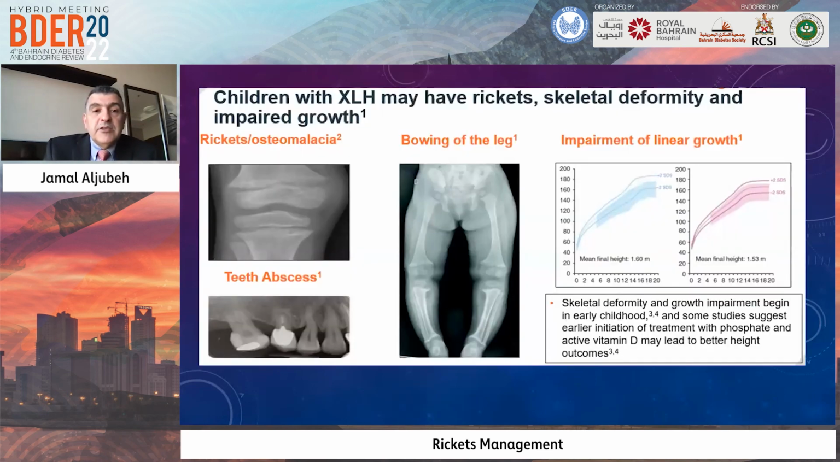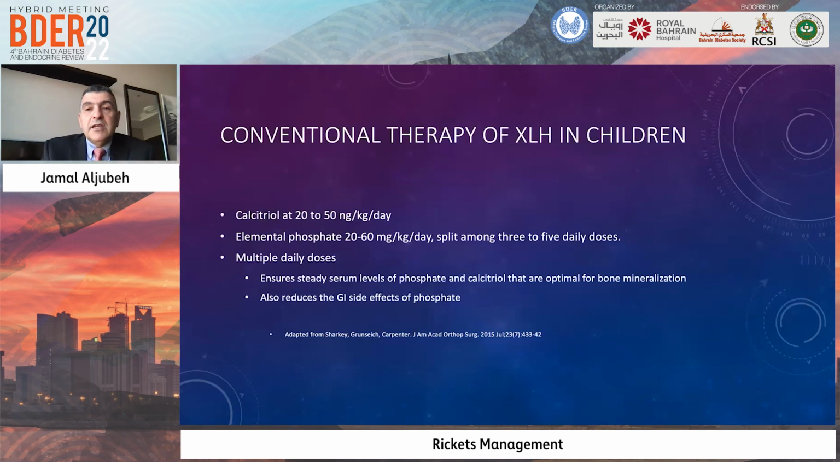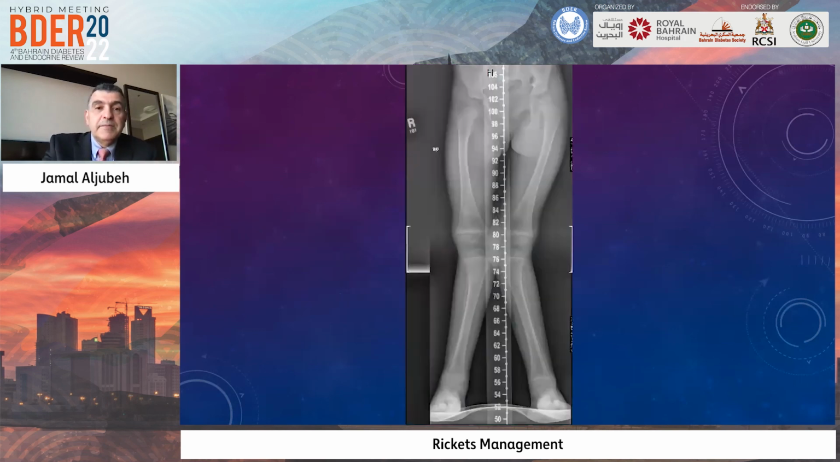They are associated with teeth abscess, skeletal deformity, a decrease in growth, and sometimes Chiari malformation in the brain. The conventional therapy for hypophosphatemic rickets is to give them a combination of phosphate supplement as well as calcitriol. Phosphate needs to be given at least 4 to 5 times daily, because every time you give phosphate, it will be lost in the urine. This makes adherence to treatment very challenging.